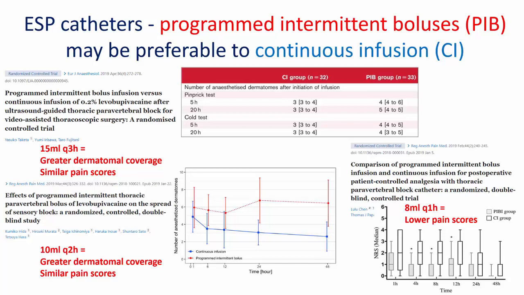Once again though, the optimal bolus volume and dosing interval is not yet clear for either ESP or paravertebral blocks. Although just looking at these 3 studies, perhaps the dosing interval as short as 1 hour combined with a reasonable volume of approximately 10 mils may be what is key to improving analgesia.